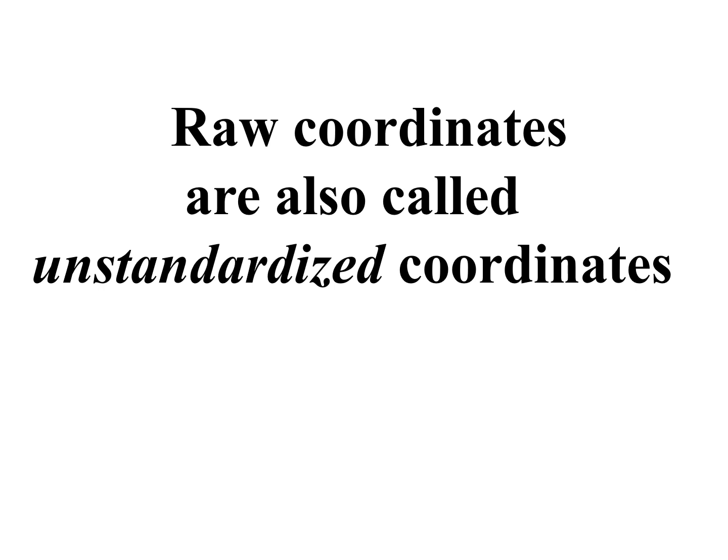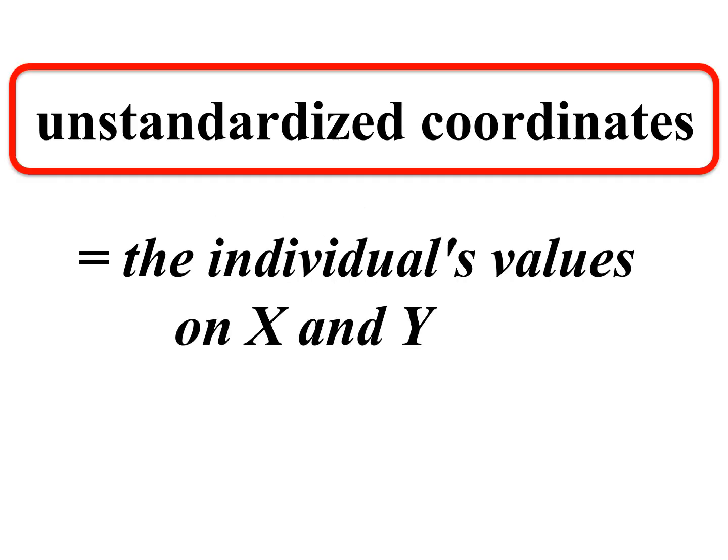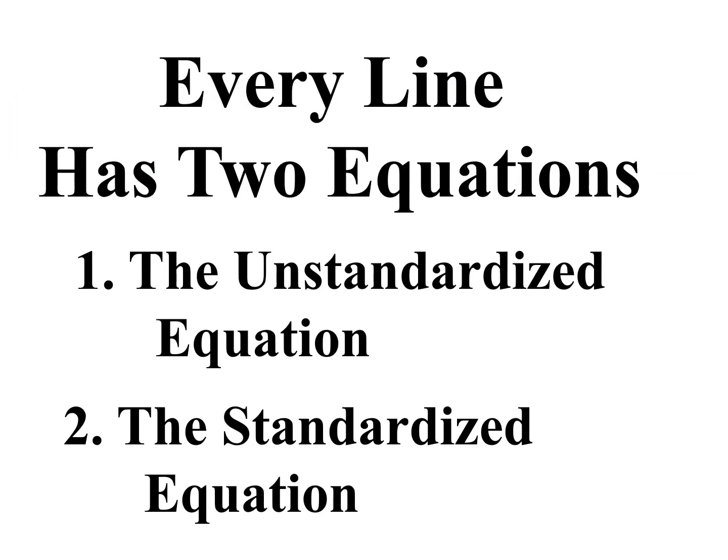But there's a small complication here. The raw coordinates have a second name. They are also called the unstandardized coordinates. So we can also say that the unstandardized coordinates are equal to the individual's values on X and Y. In the last lecture, we learned that on a hybrid scatter plot, every line has two equations, the unstandardized equation and the standardized equation.